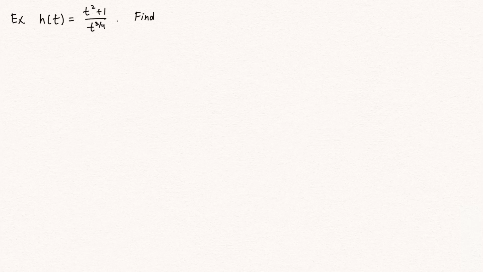So our last one will be, let's consider the function h of t, which will be t squared plus 1 over t to the 3/4. Then we want to find h prime of t. Okay, so this one looks even weirder than the first two, right? Because I've given us a function that seems rather complicated because of that quotient. And it seems like we're not able to apply any of the rules that we've seen so far.